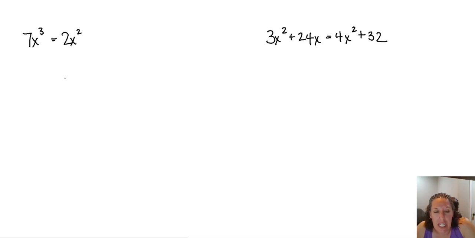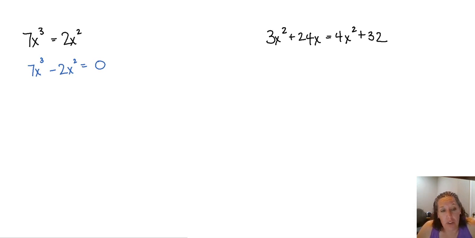Before we factor anything, we always want to get everything on the same side of our equation, combine all like terms, and have it equal to 0. So 7x cubed is going to be our biggest power of x. So I'm going to move everything on that side. I like to keep my biggest power with a positive coefficient. And so I'm going to subtract 2x squared from both sides. So we get 7x cubed minus 2x squared equals 0.